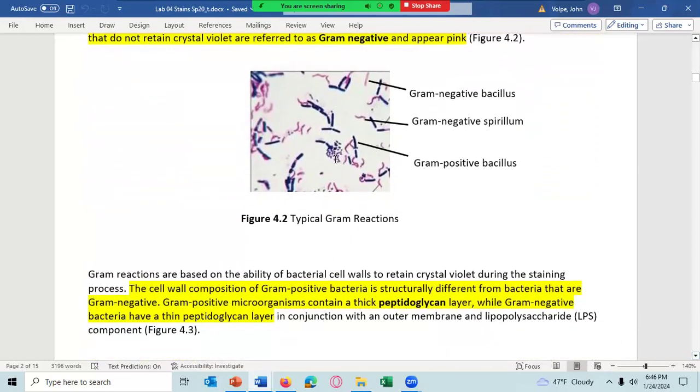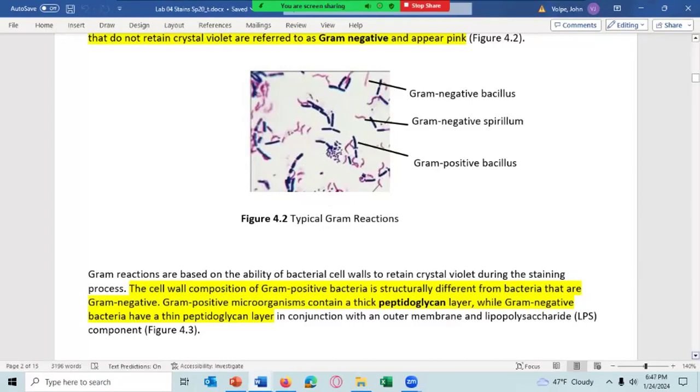So here we have the gram stain, and you can see different cells and different gram staining characteristics. Here we have a gram positive rod or bacillus. There is a gram negative bacillus. Here are some gram positive cocci. There is a gram negative spiral, and there's another gram negative spiral, and there's a gram negative spirillum. Any question about any of that?